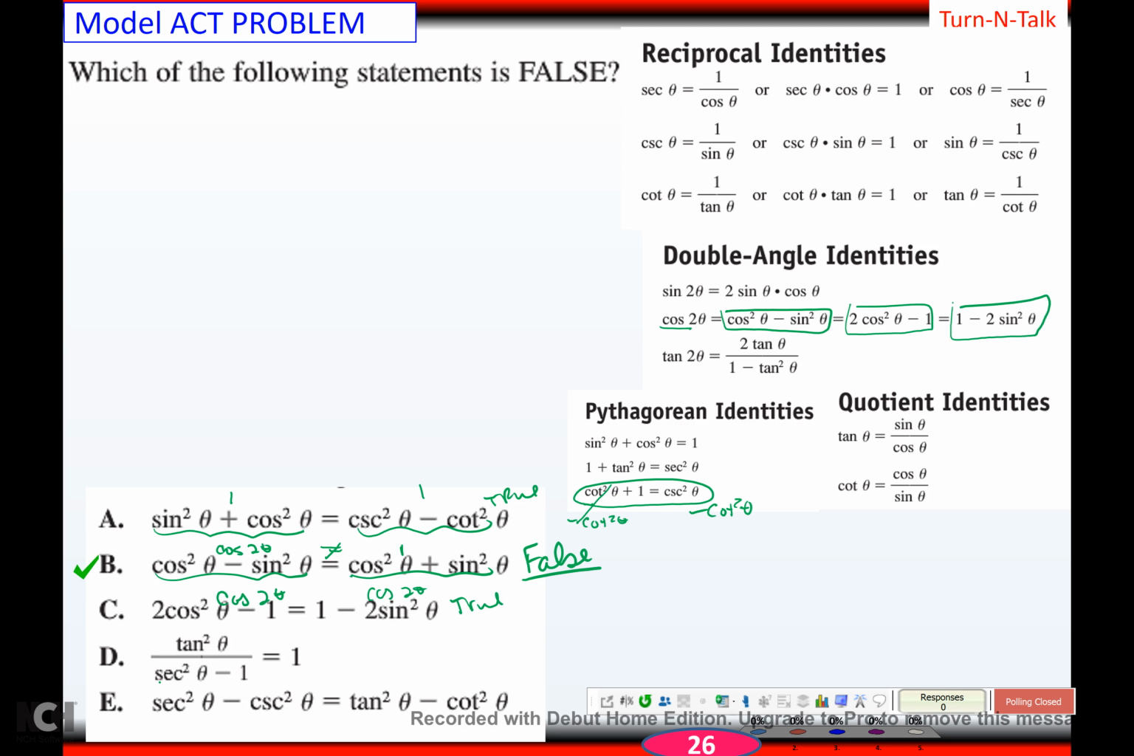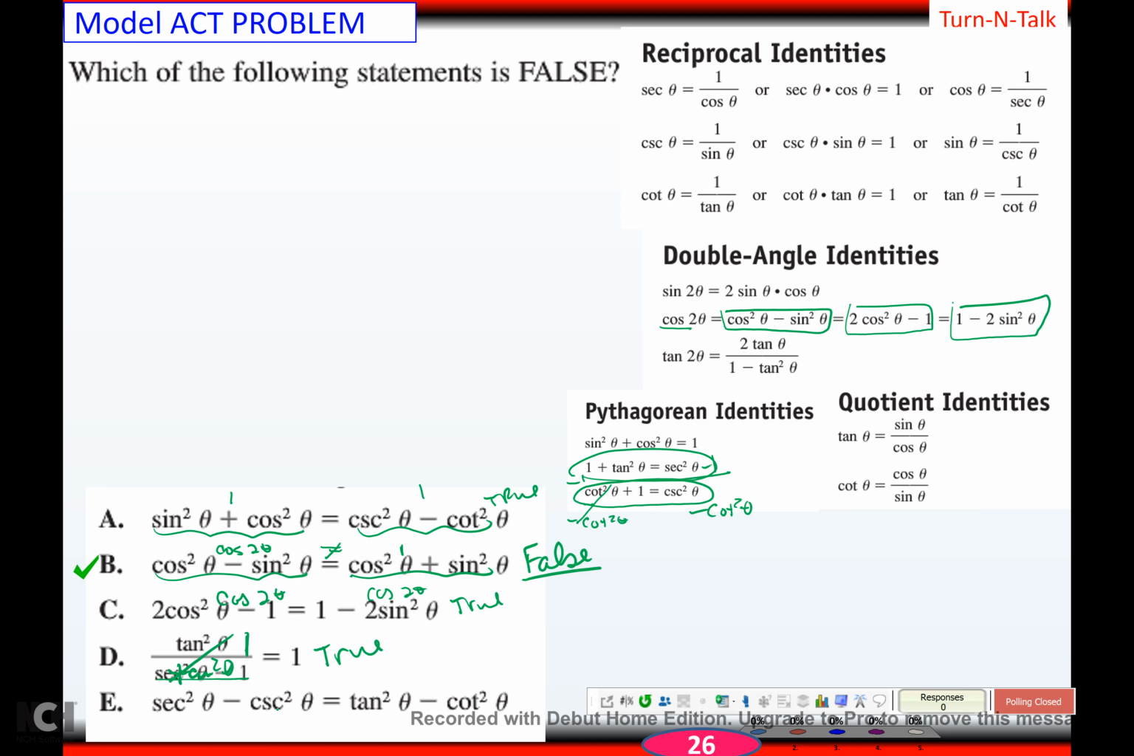Okay, D, secant squared theta minus 1. Again, if I subtract 1, I get secant squared theta equals tan squared theta. So this would be tan squared theta, which would cancel out with the other side, and you would get 1 equals 1, which is true.